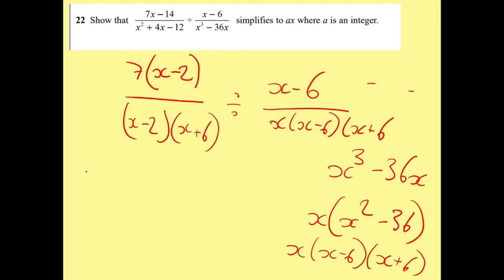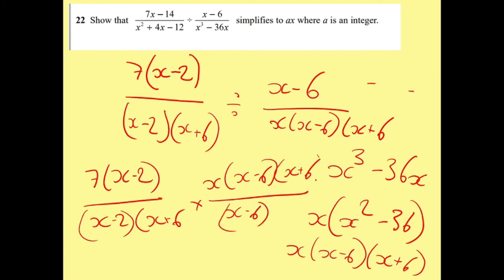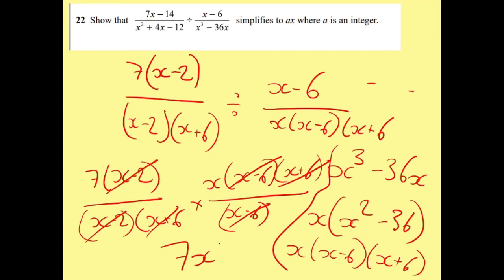It's divide, so keep it change. X minus 2, x minus 2, x plus 6, change the sign. Put it on the top, so it's x brackets x minus 6, x plus 6, all over x minus 6. Hopefully a lot of this stuff will cancel out. That cancels out with this. I've got plus 6 and I've got plus 6. I've got minus 2 and I've got minus 2. What I'm left with now is 7x. So A7. Yep.